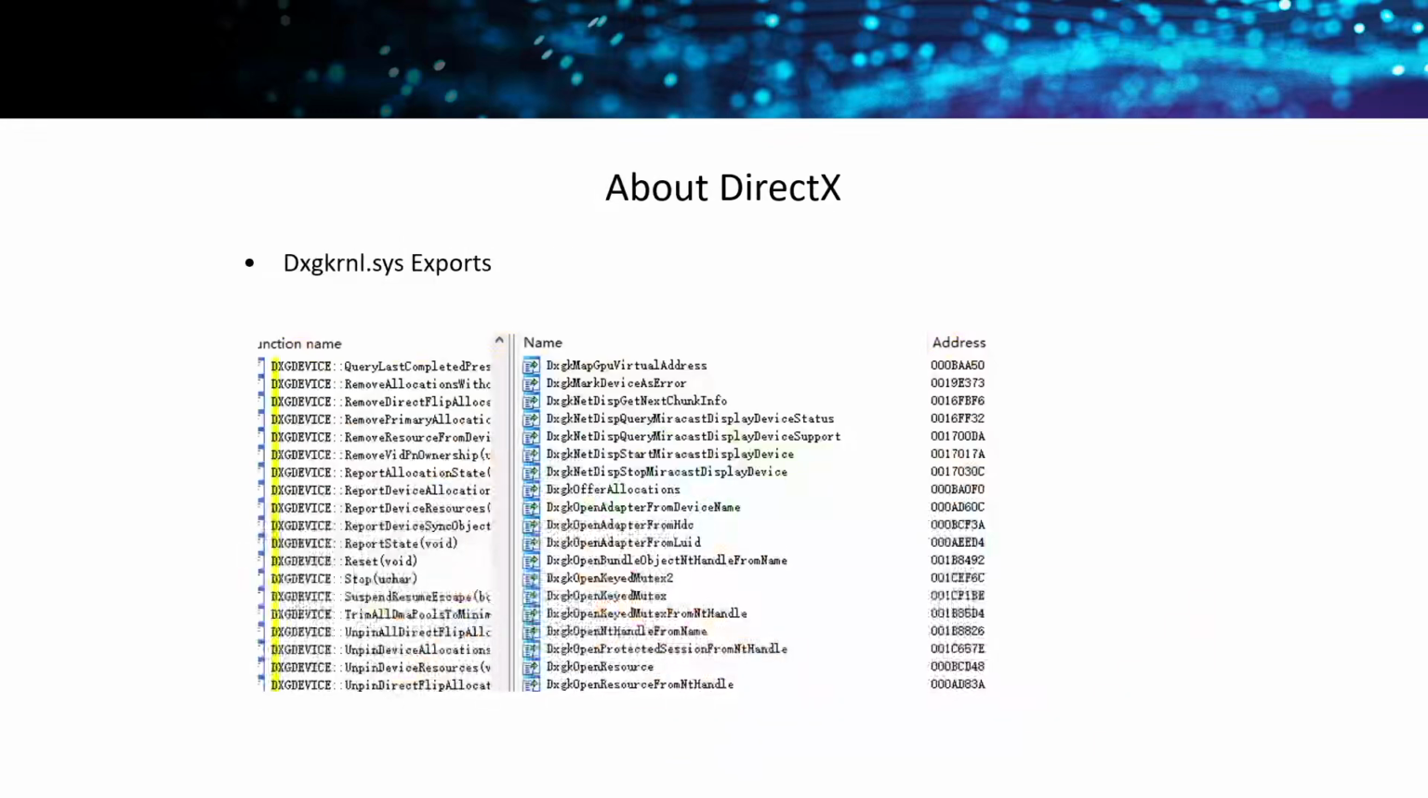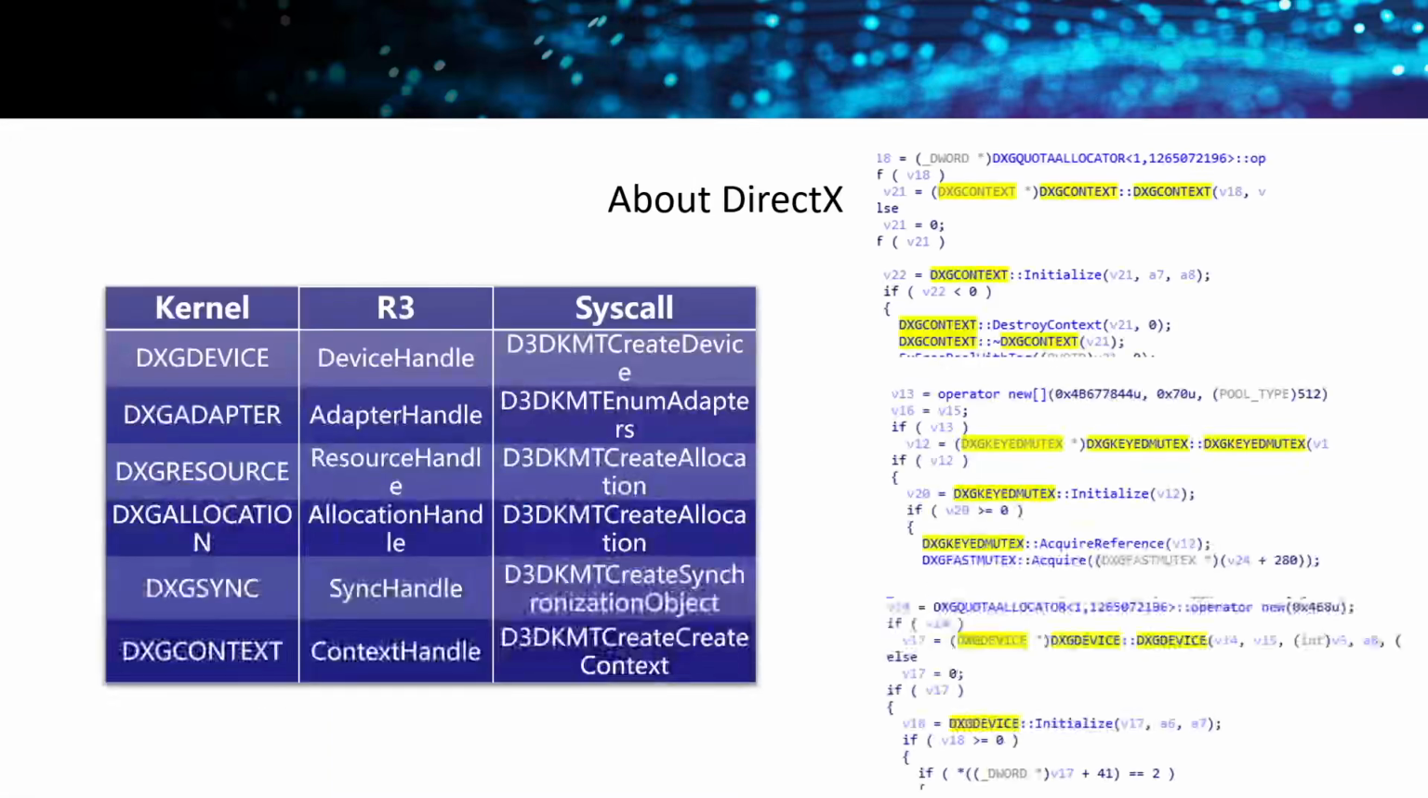Next, there are functions exported in the dxgkrnl driver. There are many functions we can fuzz, and at the same time they also generate a lot of handles and objects, such as the DxgkMapGpuVirtualAddress function.